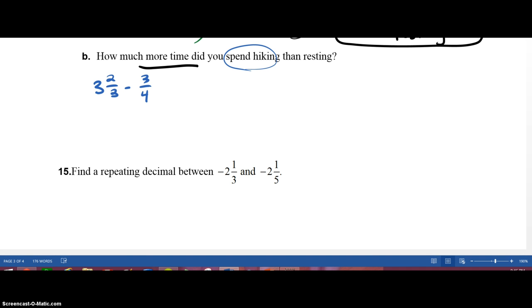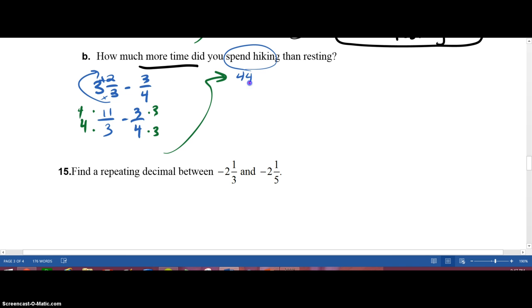So again, I'm going to make this an improper fraction using my big C method, and I have 11/3 minus 3/4. Need a common denominator again, so I'm going to show that I'm multiplying the first fraction, numerator and denominator, by 4, and the second one, numerator and denominator, by 3. My new fraction here will be 44/12 minus 9/12. Now I'm doing 44 minus 9, which is 35/12. And here 12 goes into 35 2 times with 11 left over, so 2 and 11/12 more hours.